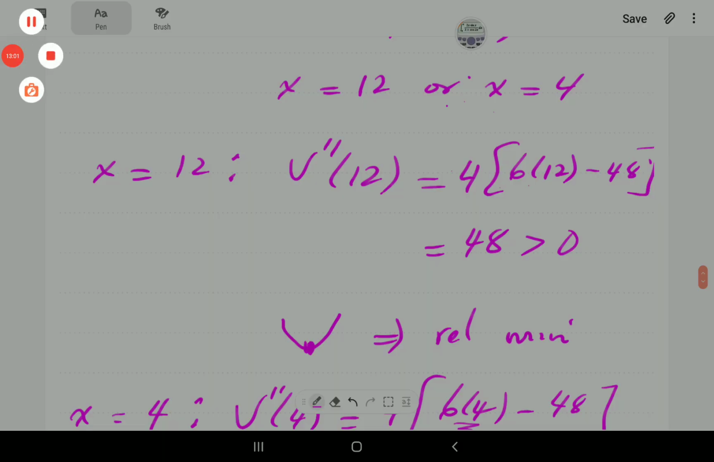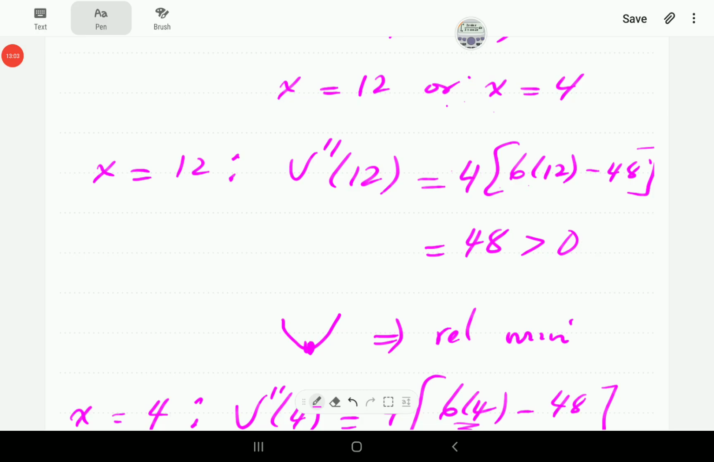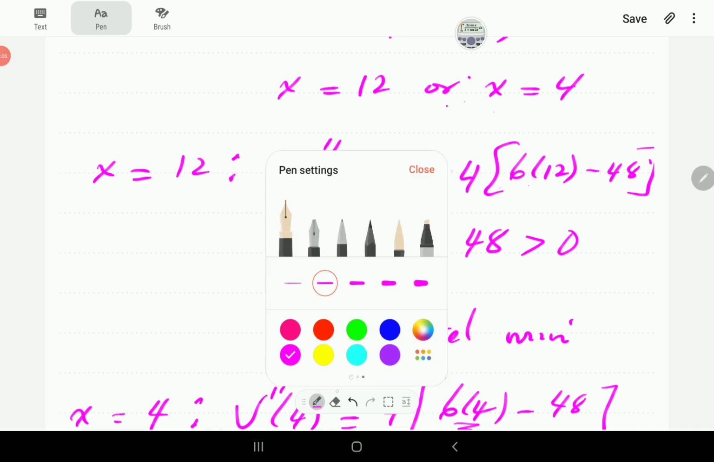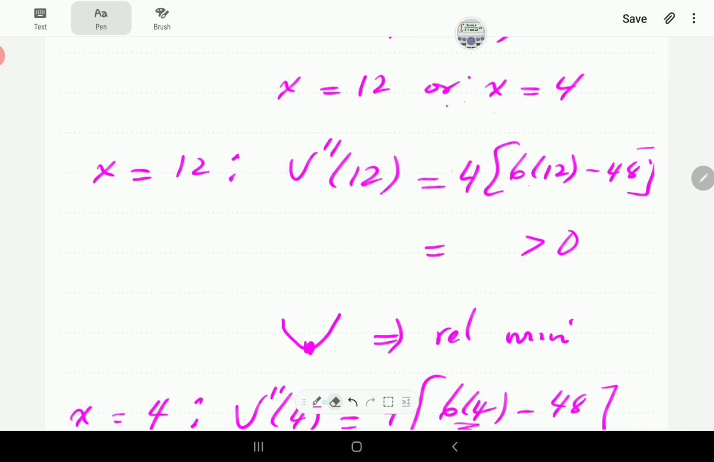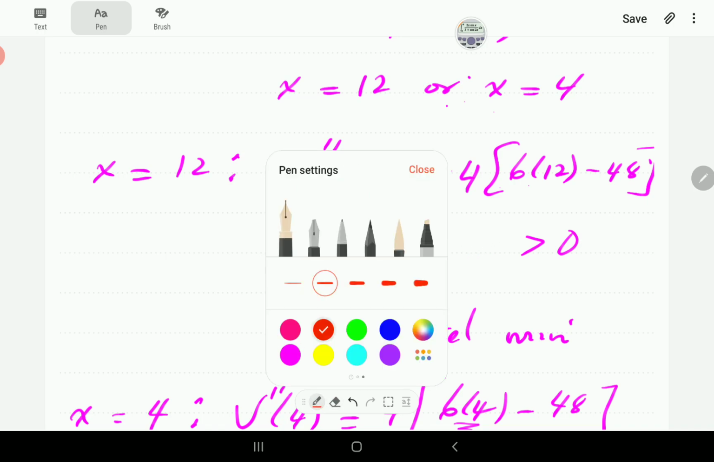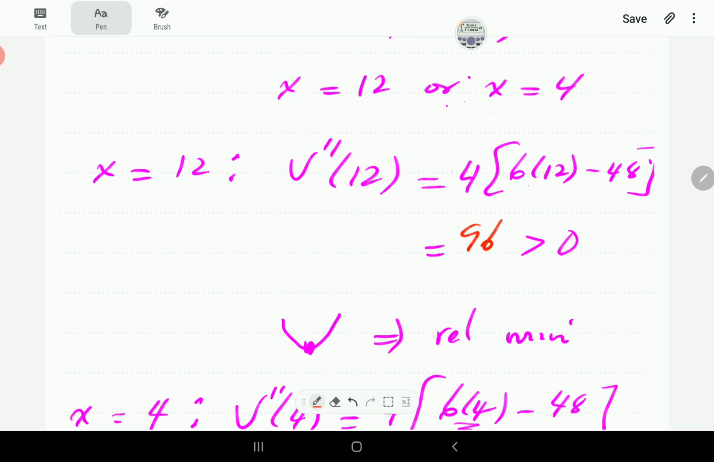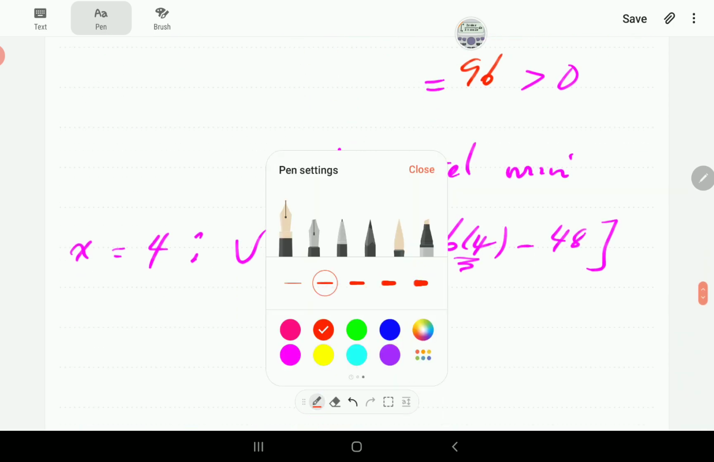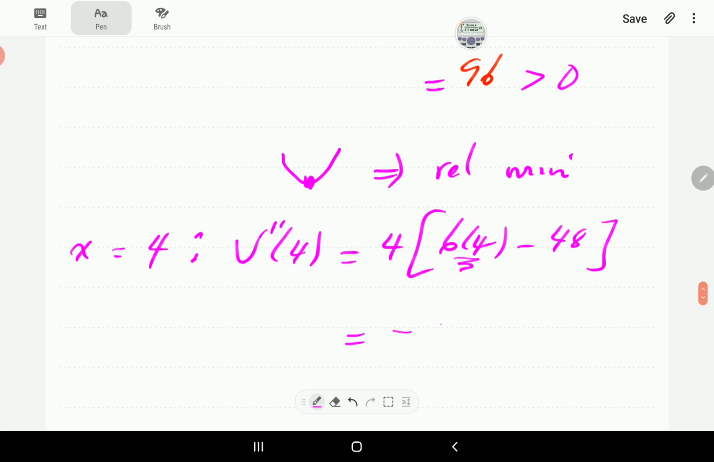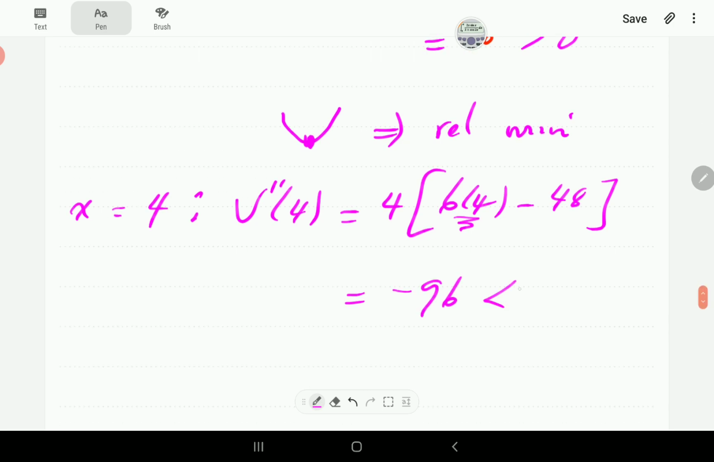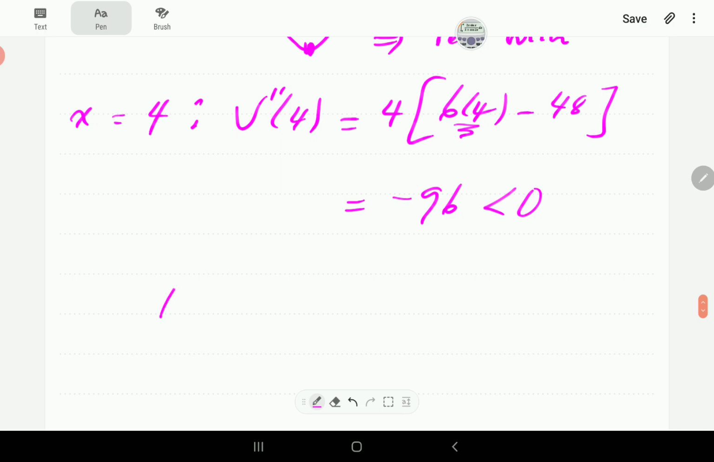Just one moment. Right, just a minor issue here. Actually, this should be 96. Of course, the conclusion is still exactly the same because it's positive. And back to this one, it's going to be negative 96, which is less than 0. So it implies that the graph is concave down at x equals 4, and so we have got a relative maximum.